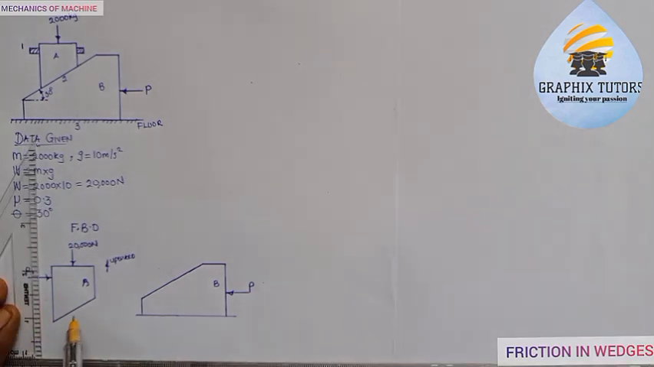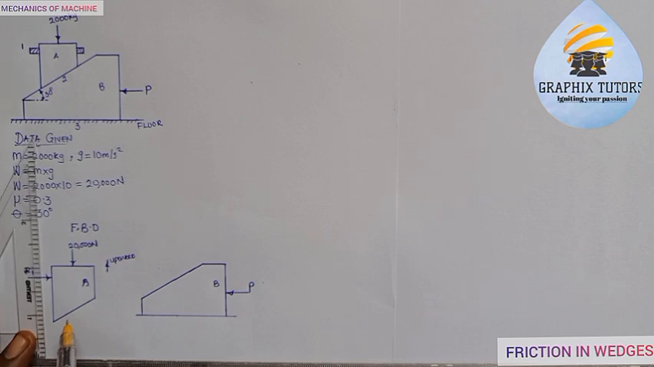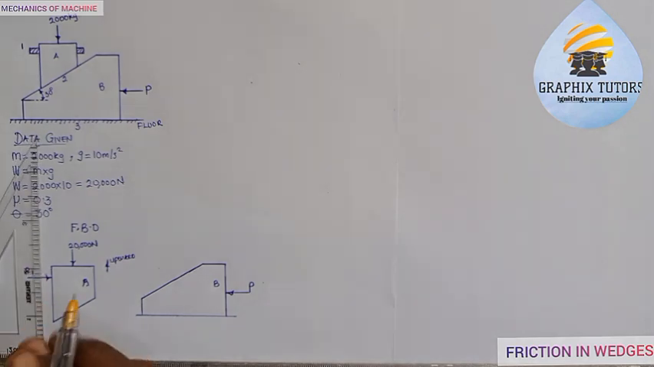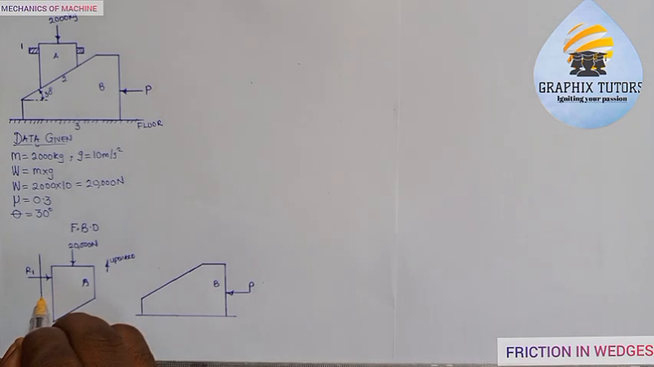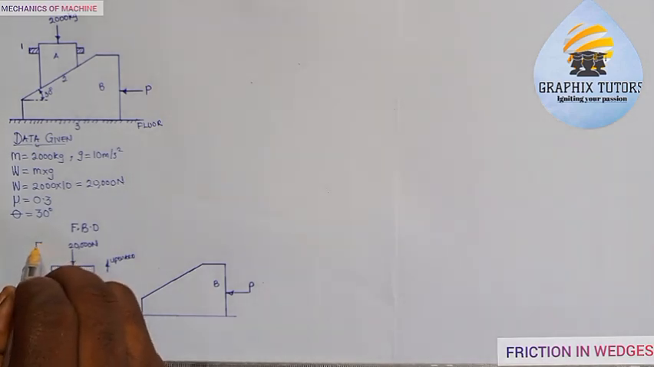The frictional force will be opposing the motion due to the surface in contact. So I'm going to put it here. My friction force will be coming downward here. So I'll call it this way. This will be F, frictional force 1.